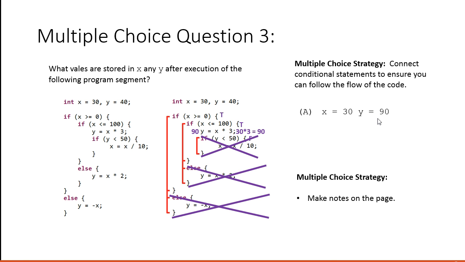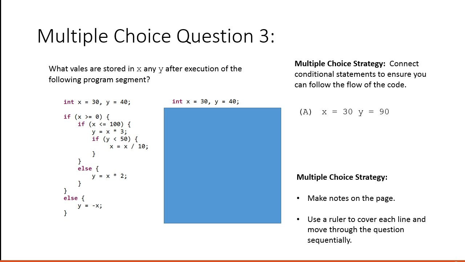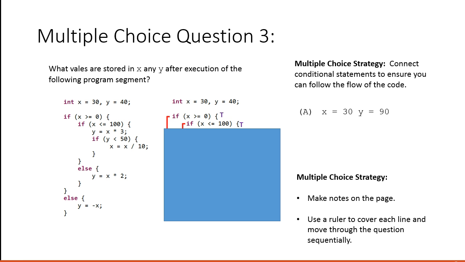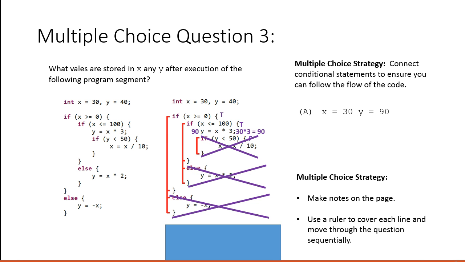So if I was doing a problem like this, and for this problem now I wouldn't, but if I was doing a more challenging problem, I would still do this. I'd get a ruler or a piece of paper and I'd cover each line and move through the question sequentially. So imagine there's my piece of paper. I'd only look at that line. Okay. Then I'd slide it down. That evaluates to true, so I'll slide it down. That evaluates to true, so I slide it down. I work out that value, slide it down. That evaluates to false. And then I'm just going to slide it down, and I'm done the problem.